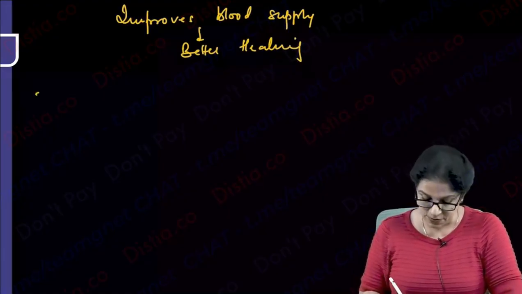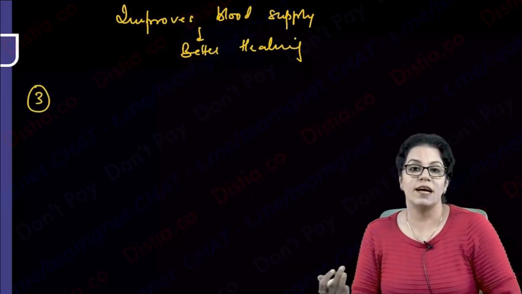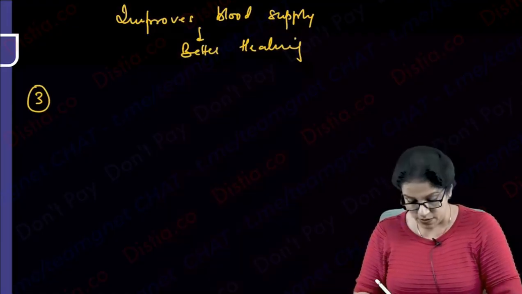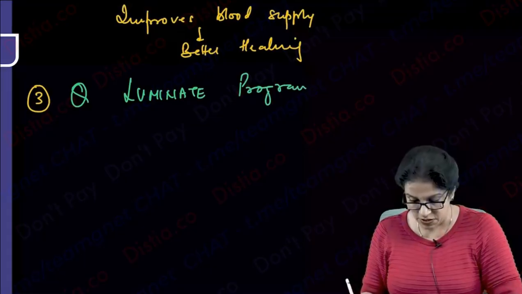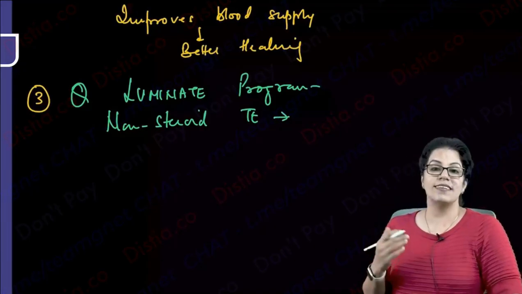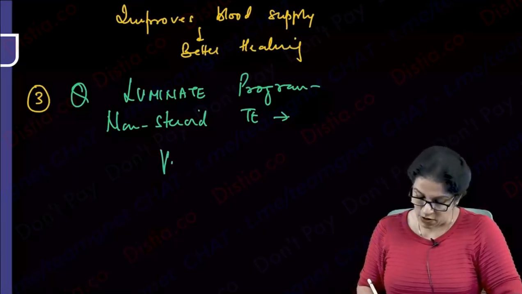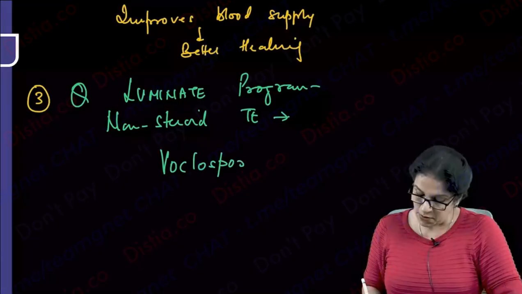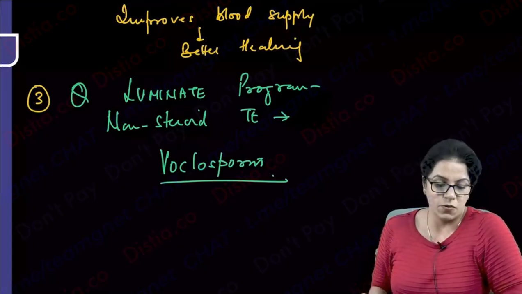Then they have asked you another exam question. Suppose you don't want to give steroids, because it harms the eye in other ways. So this was asked in an exam: what is the Luminate program? You will answer, to find a non-steroidal treatment of uveitis. And which is the drug studied under the Luminate program? That was your exam question. The answer is voclosporin. It's an immunomodulator like cyclosporine. Okay, so we will learn voclosporin.